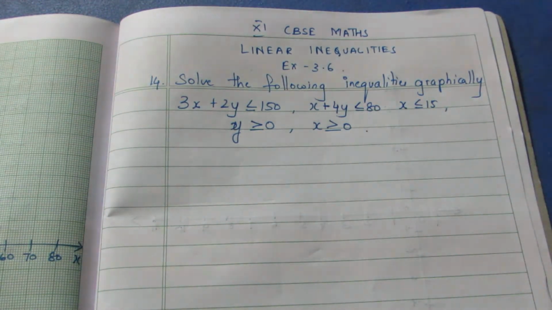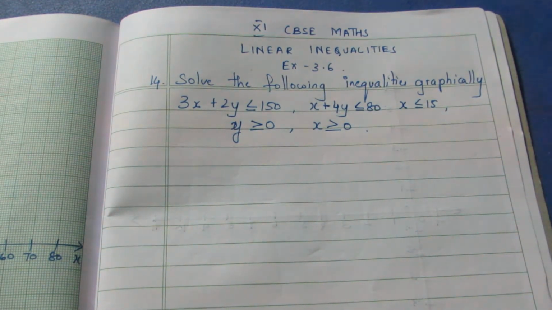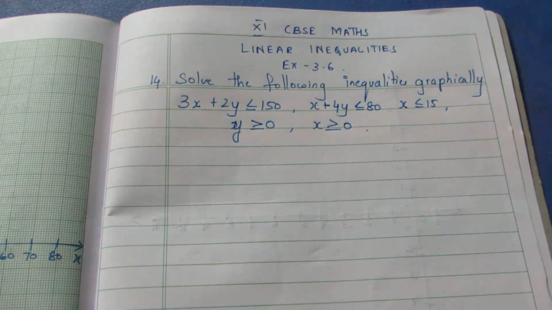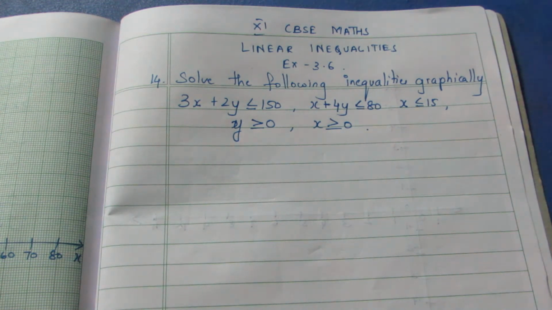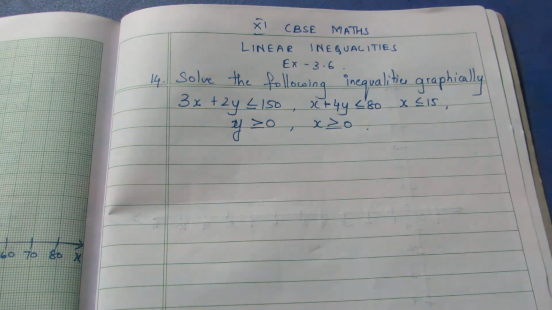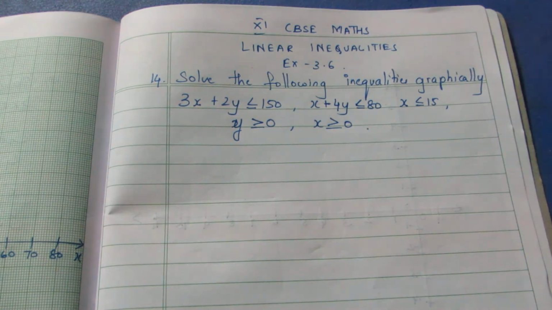Today we are going to see 11 CBSE Maths Linear Inequalities Exercise 3.6 question number 14. Let's see the question. Solve the following inequalities graphically. So we are going to solve the inequalities graphically. The first question is 3x plus 2y is less than or equal to 150, x plus 4y is less than or equal to 80, x is less than or equal to 15, y is greater than or equal to 0, x is greater than or equal to 0.